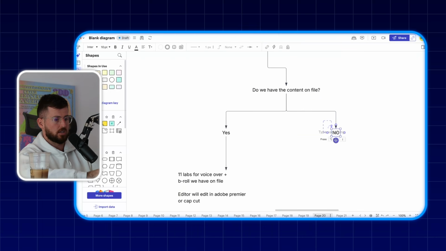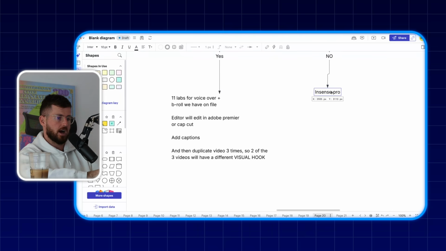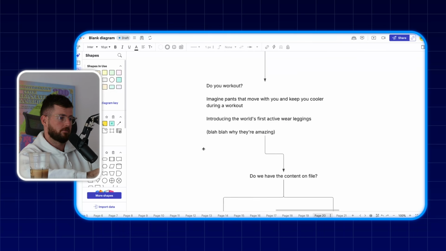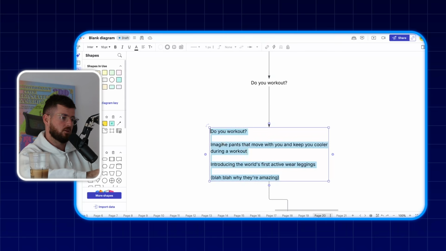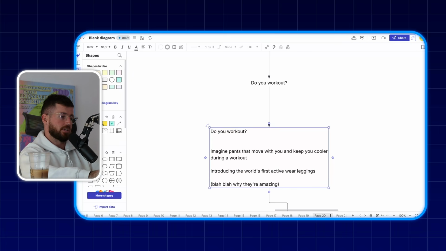Now, if we do not have that content on file, then what I'll essentially do is go to incense.pro and literally hire creators to film necessary content. Now, what content do they need to film and what content do I put as the B-roll? Well, very simple. I will take my script and go line by line. This is line 1, this is line 2, this is line 3. And all I'm asking myself for each line is, how do I visually articulate this? That's the only thing I'm asking myself.